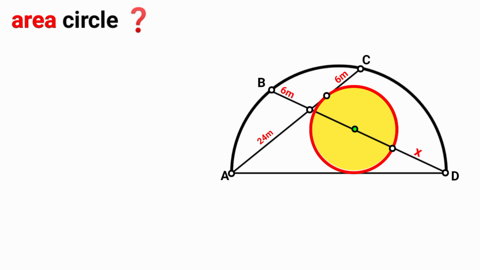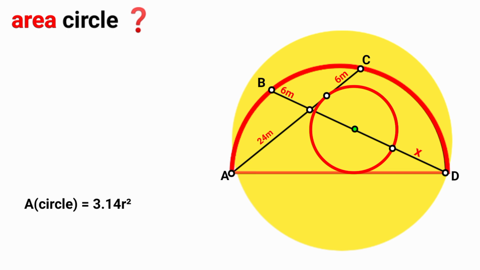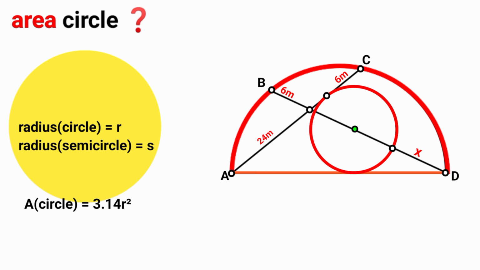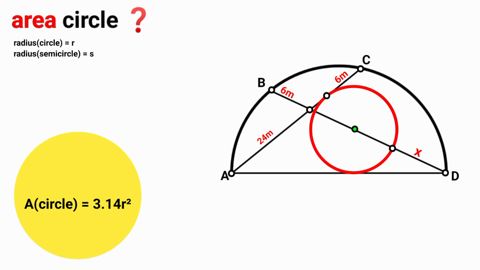It is very simple. The formula for calculating the area of the circle is pi r squared. Pi is a constant which is 3.14. R is the radius. Here there is a circle and a semicircle. Each will have its unique radius. We let the radius of the circle equal r and the radius of the semicircle be s. So the area of the circle is now equal to 3.14 r squared. So what is the value of r? We don't know.